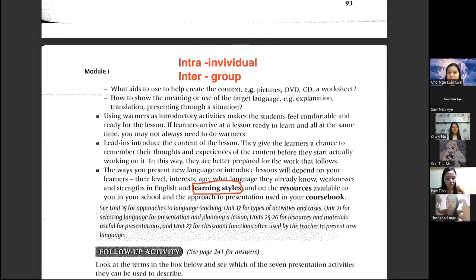Oh, sorry, the spelling is wrong. Interpersonal type is group type. They want to do the activity in groups together. And then Teacher Mongpu, what type of learning style do you remember? Analytic. Okay, what do you mean by analytic?